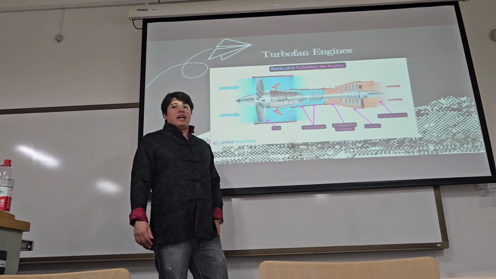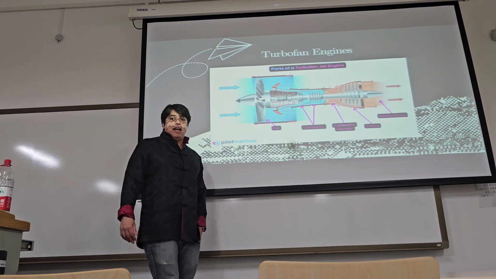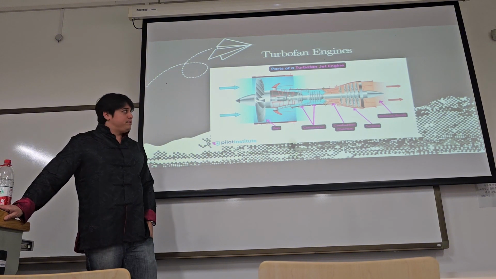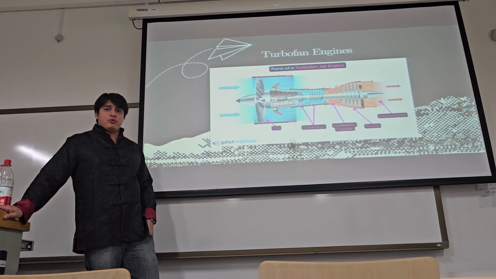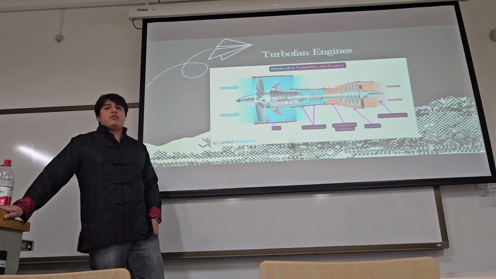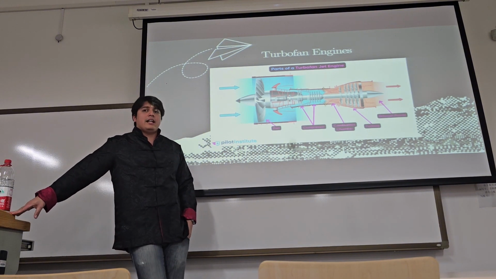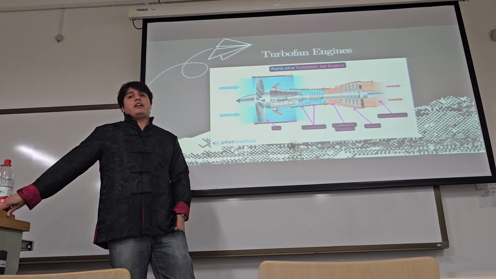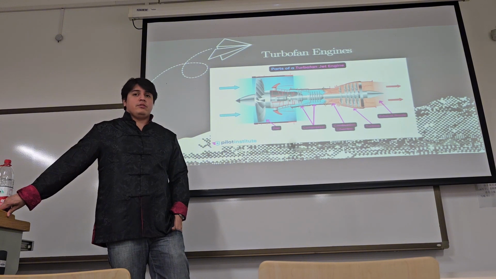And we have, naturally, the turbine. The turbine extracts energy from the high-pressure exhaust gases to drive the compressor and the fan. The turbine is composed of rotating blades that are driven by the exhaust gases, allowing the turbine to convert thermal and kinetic energy into rotational energy.